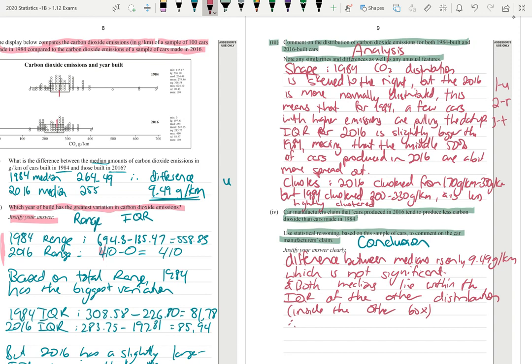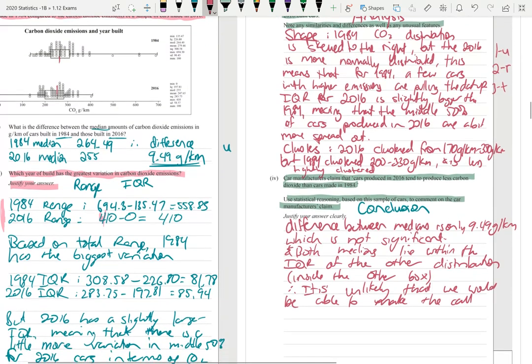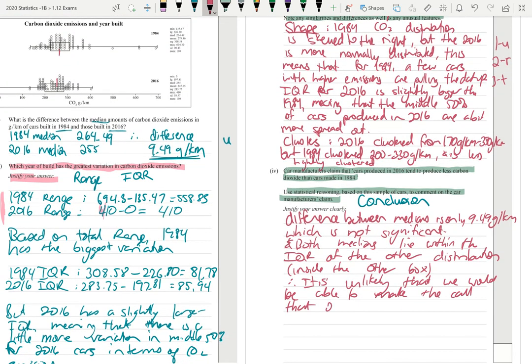So therefore, it is unlikely that we would be able to make the call that 2016 cars produce less emissions than 1984 off this data set.